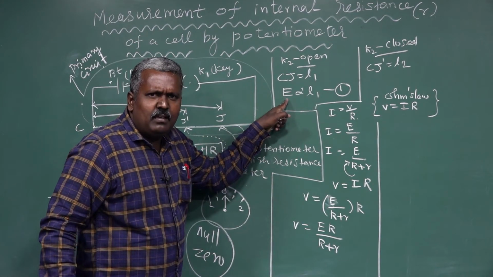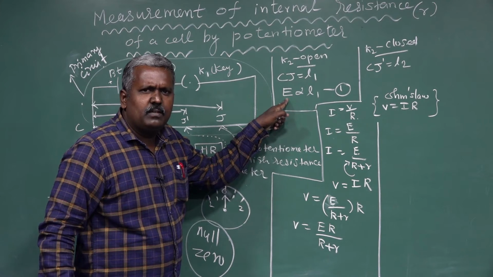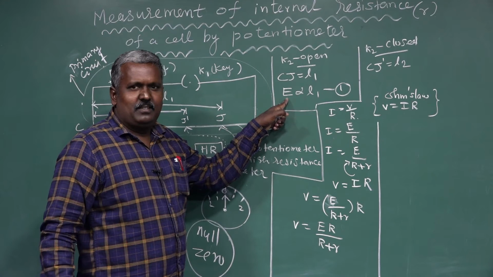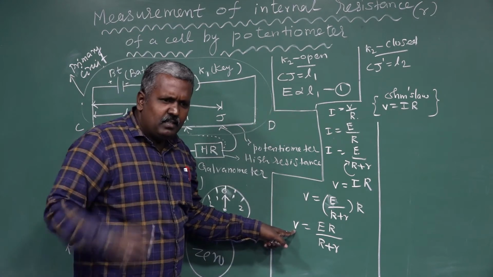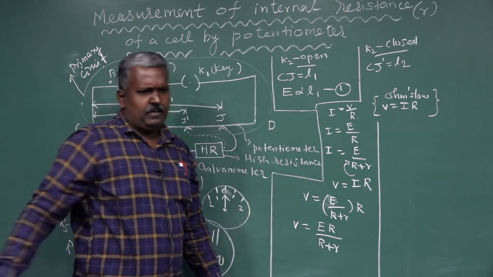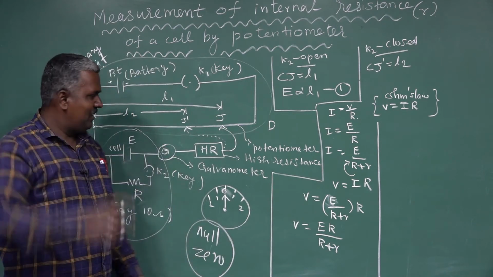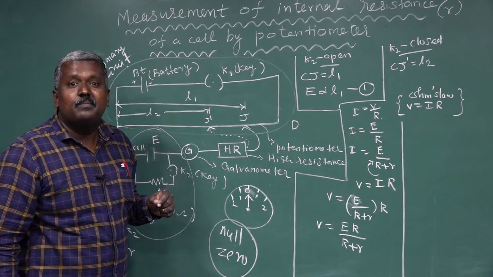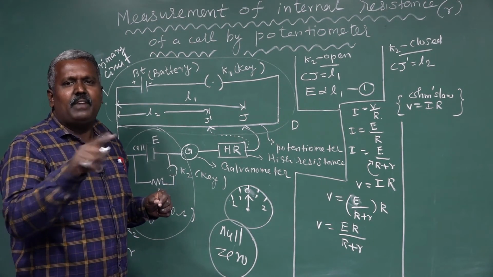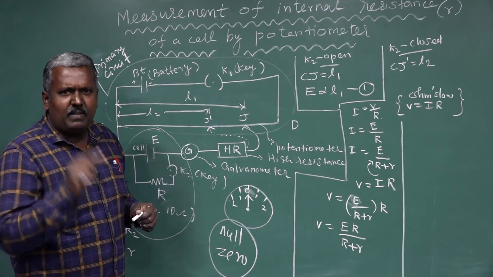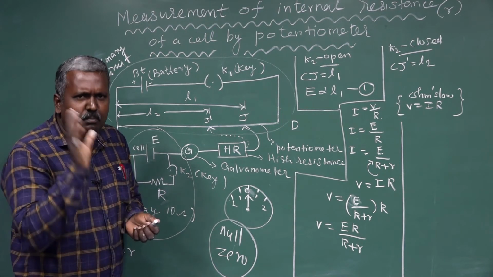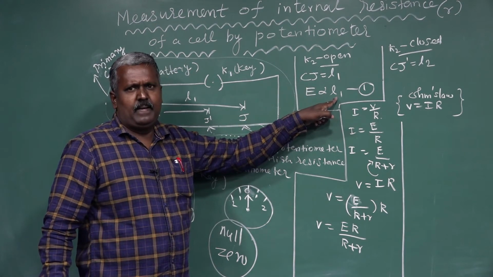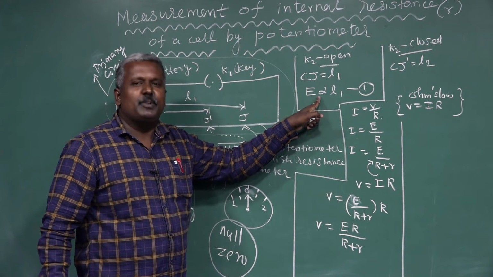Capital E is in closed circuit or open circuit? Very good, you yourself corrected it: open circuit. V is in closed circuit, correct? In open circuit, according to the principle of potentiometer, the EMF, the electromotive force of the cell, is directly proportional to the balancing length. Here balancing length L1 is in open circuit. Keep it in mind.